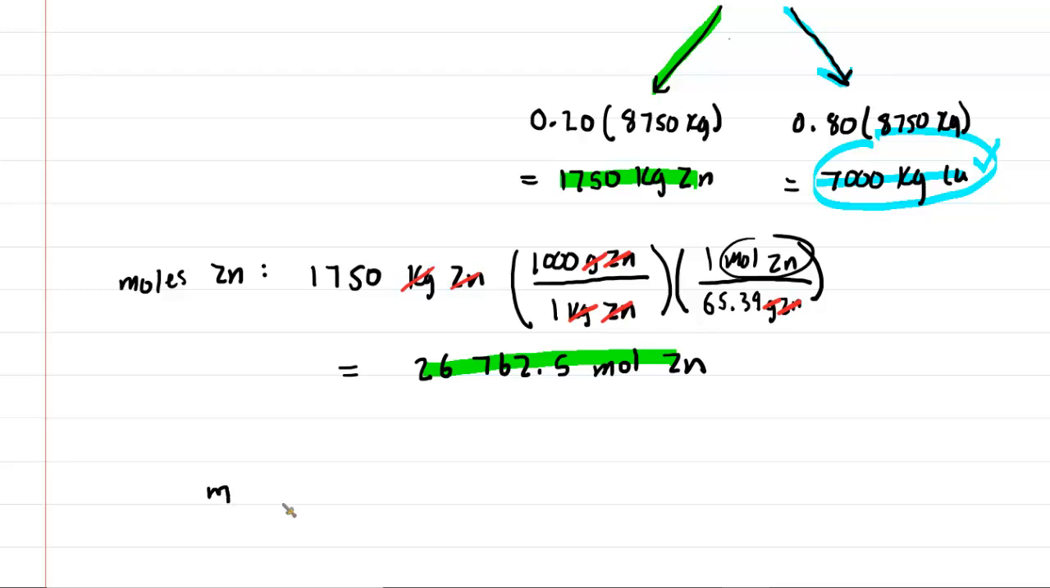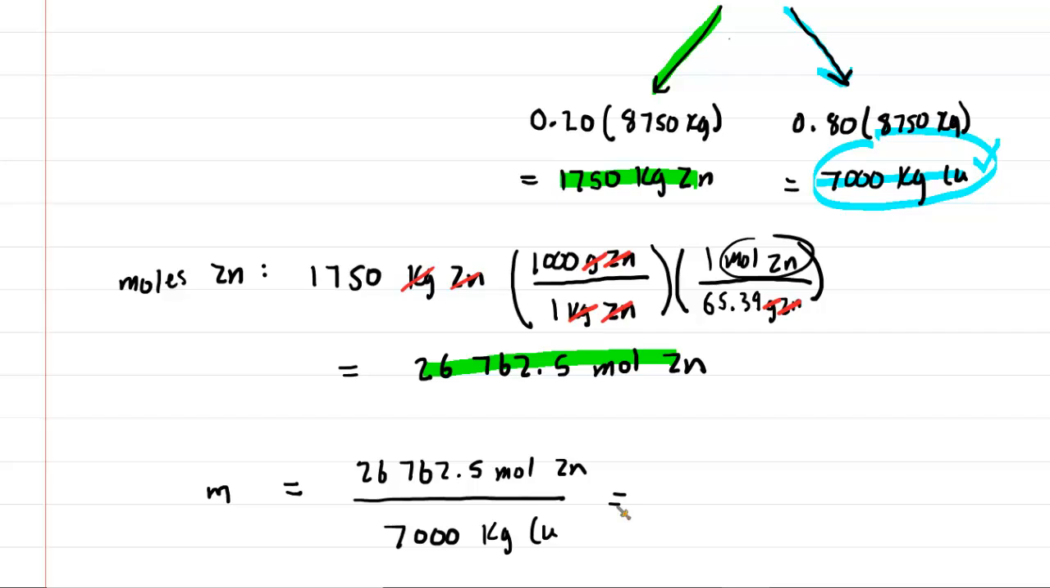So here we go. Molality, which is symbolized by a lowercase m, would equal the moles of our solute, which was that 26,762.5 moles of zinc, and then divide that by the kilograms of solvent. That's 7,000 kilograms of copper. So let's go ahead and punch this into our calculators, and when we do that, we get a molality of approximately 3.82, and the symbol for that would be lowercase m. So that is the molality of zinc in this brass solution. And indeed, because that is for zinc, we might be smart here to just put the symbol for zinc right there. So there's your answer to part A.